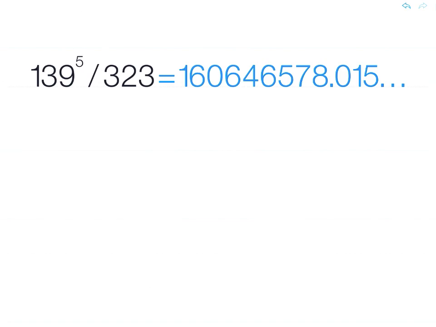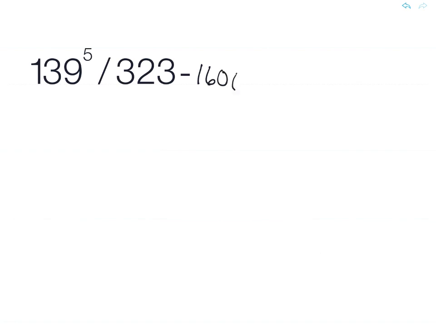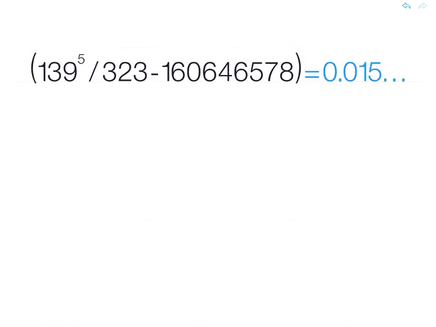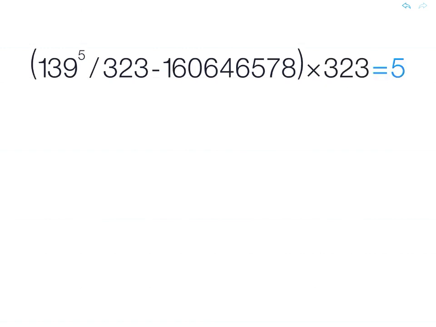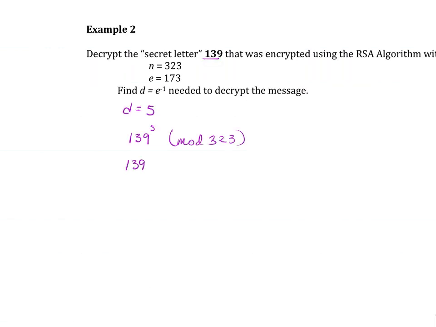So it's going to be 139 to the 5th divided by 323. Then we have to subtract off the whole number part there, which you probably have to write down. It's 160646578. Then we're going to take that value, which is the decimal part, and multiply back by 323, and we get 5. So we got 139 to the 5th reduces to 5 mod 323.